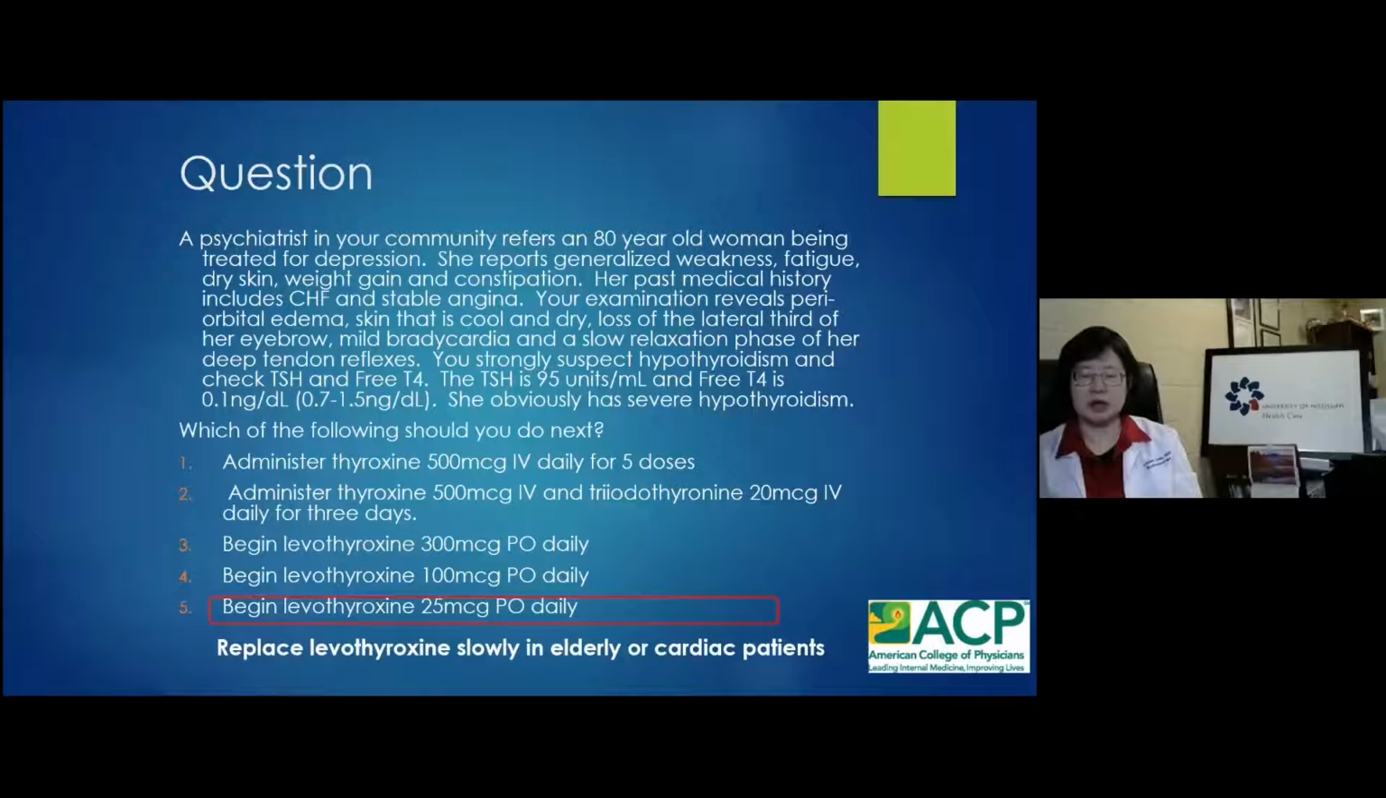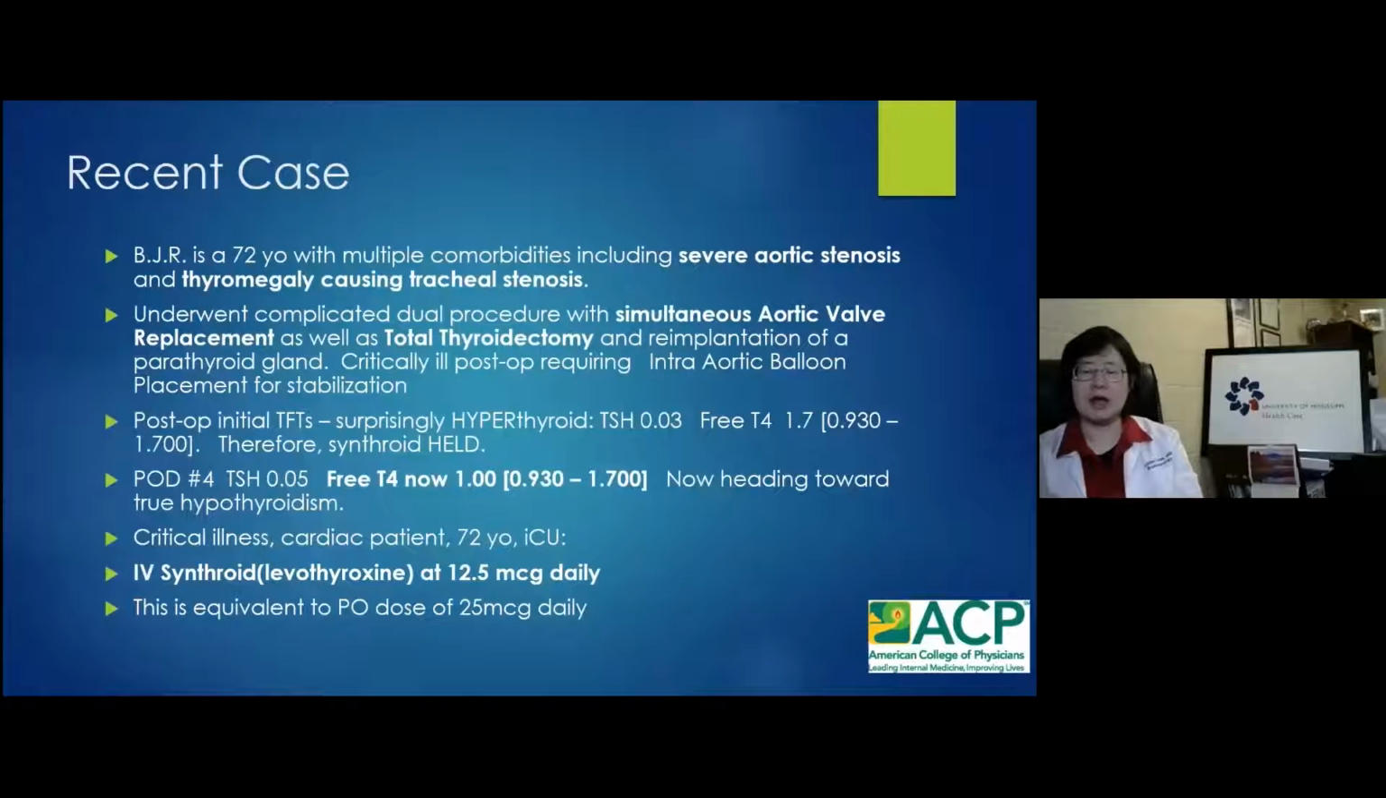And this is because replacement must be done very cautiously in either the elderly or the cardiac, or in this case, both patient. A real-life case that gives an example of this, we had a patient recently in the hospital here who really had a complicated situation with thyromegaly as well as severe aortic stenosis, underwent an unusual situation with a complicated dual procedure, aortic valve replacement and total thyroidectomy.